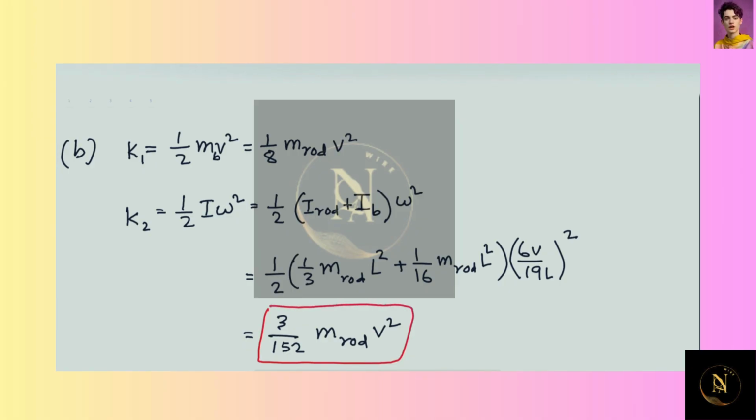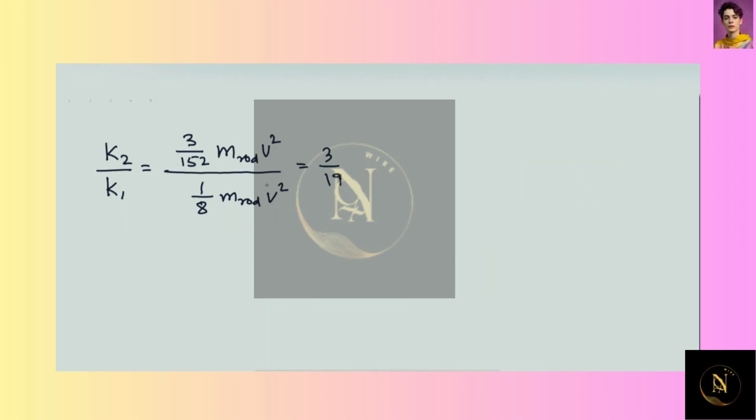Now it's just a simple ratio that you need to take. So we're going to find K2 over K1 from this expression. And we see that if we do so, the ratio becomes 3/19. So that's the ratio of the kinetic energies after collision to before collision.